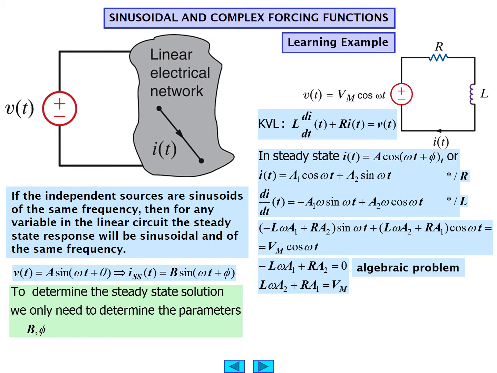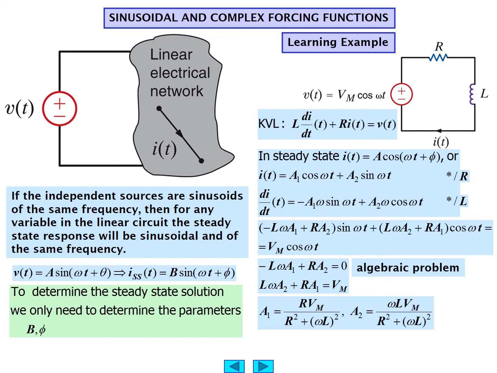So basically now we have an algebraic problem which we can solve. Minus L omega A1 plus R A2 is equal to 0, and L omega A2 plus R A1 is equal to V sub m. And how do we know that? Well, we know that the coefficient of sine omega t has to be 0 because the forcing function only has cosine in it. So that whole term, minus L omega A1 plus R A2, which multiplies sine omega t, has to go to 0. And the other term is not going to go to 0 because it's the amplitude, V sub m, the forcing function. So by writing it trigonometrically this way, we now have an algebraic problem to solve, given by that linear equation that you see there.